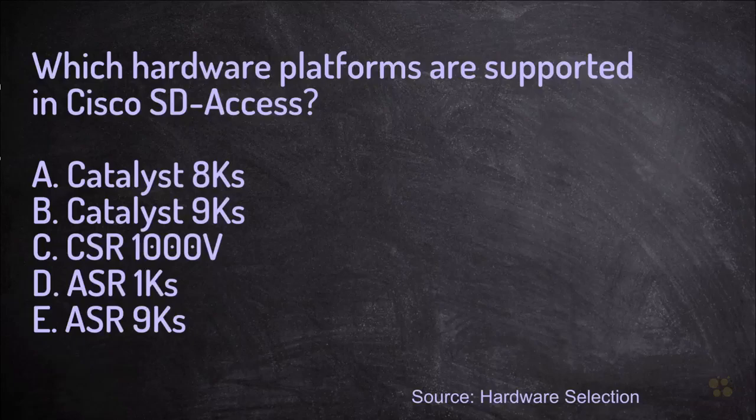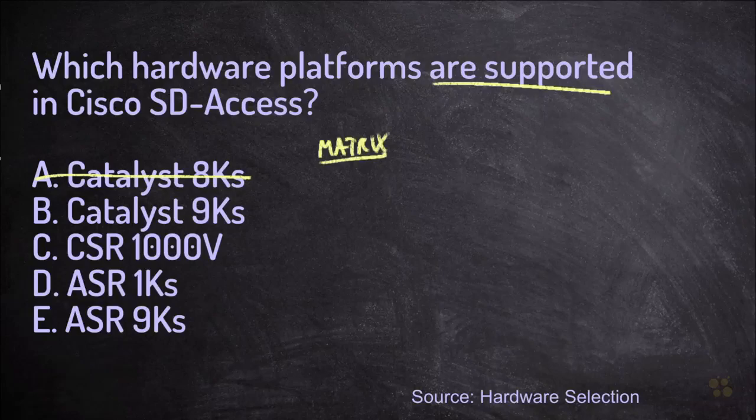Now, I want to absolutely stress that when we're talking about which ones are supported, it's as of the time of this video. For example, Catalyst 8Ks are not supported at the time of this video, but I do expect them to be supported at some point in time. We always want to check the compatibility matrix that Cisco has on their website. This is a living document that Cisco updates regularly.